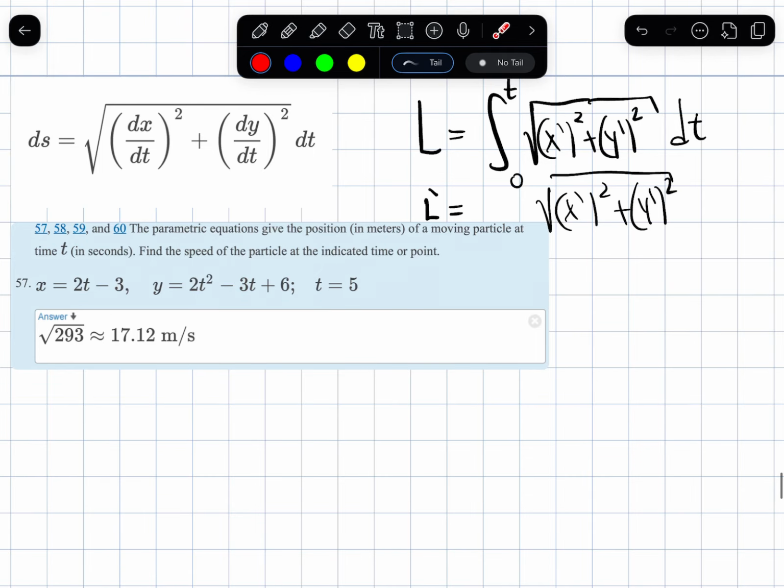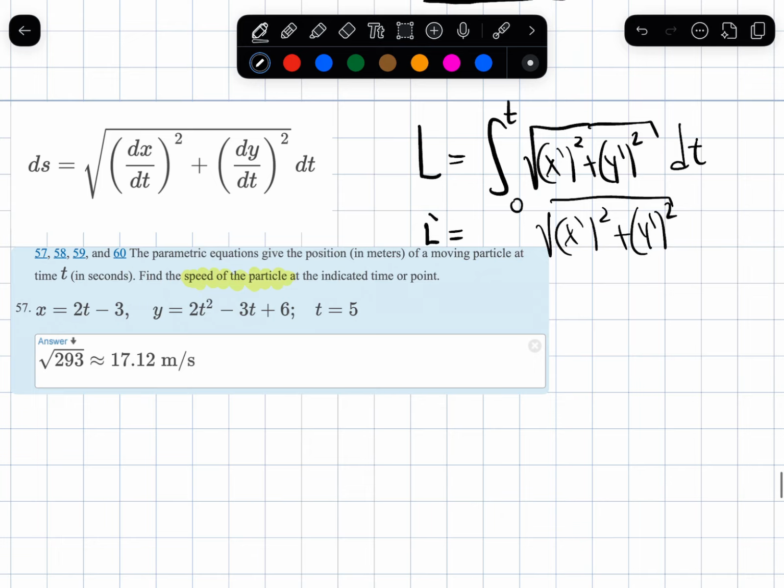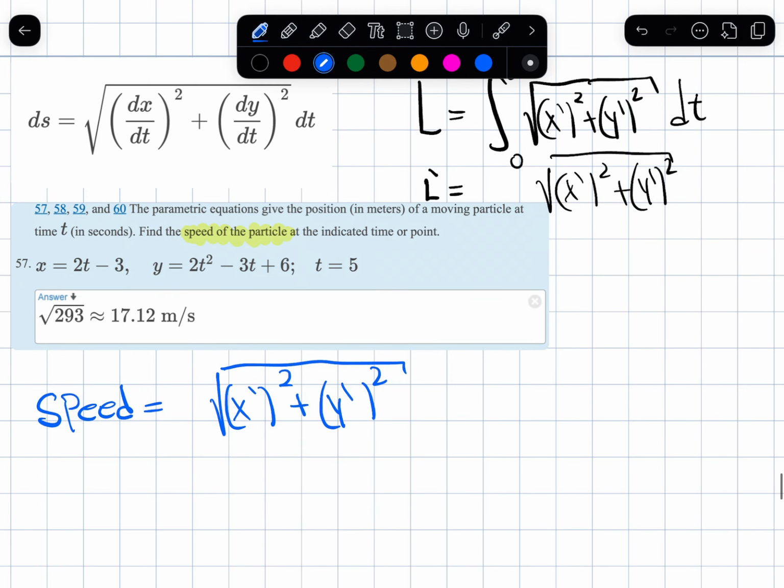And so in certain problems, you're going to be given a particle's path described in parametric equations such as these. And whenever they ask you for the speed of the particle, you can just think of this ds right there. Say that speed equals the square root of x prime squared plus y prime squared. And that's going to be it.